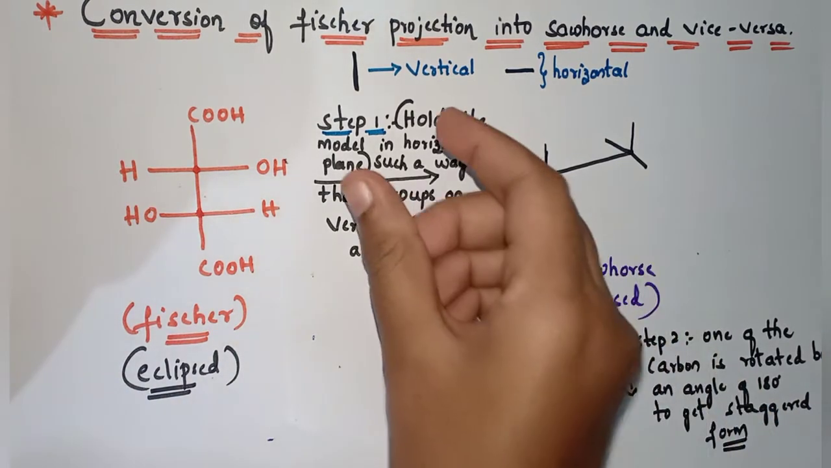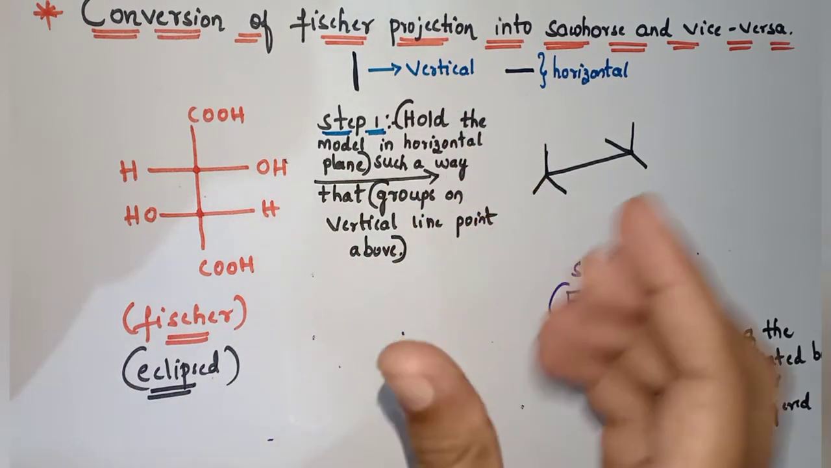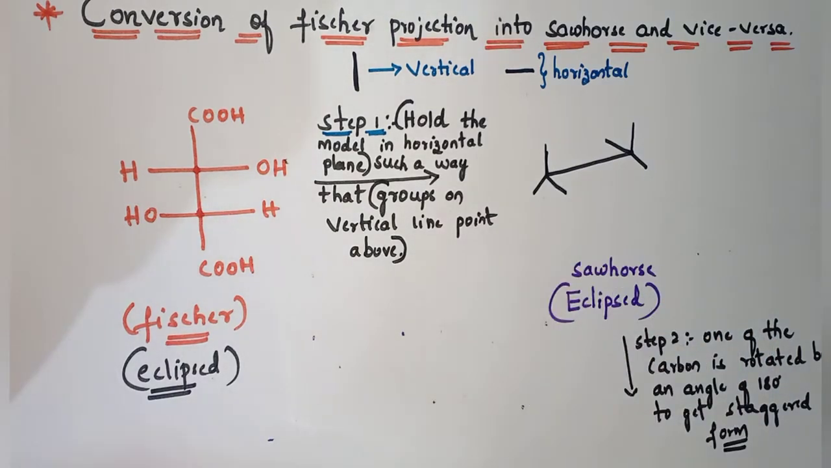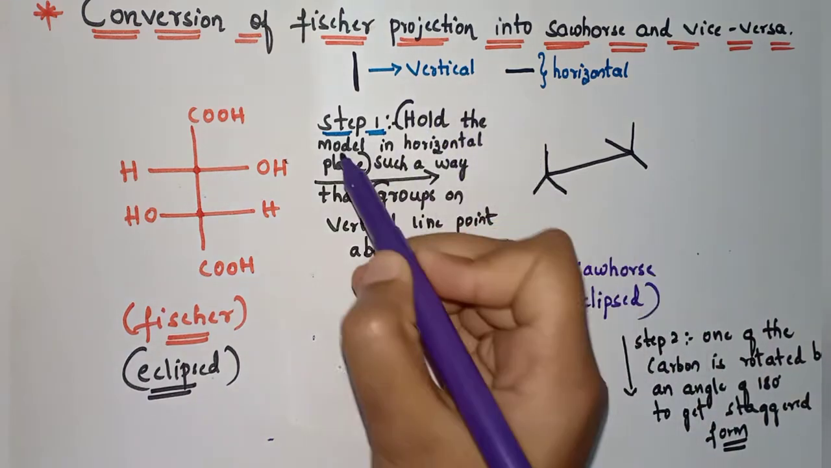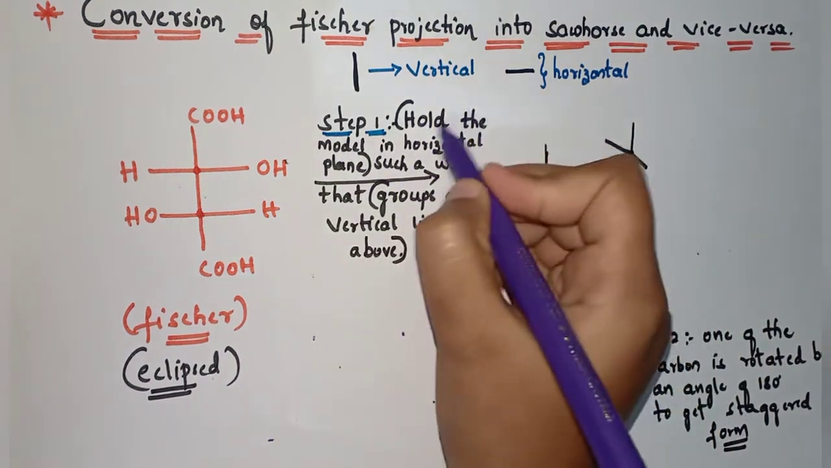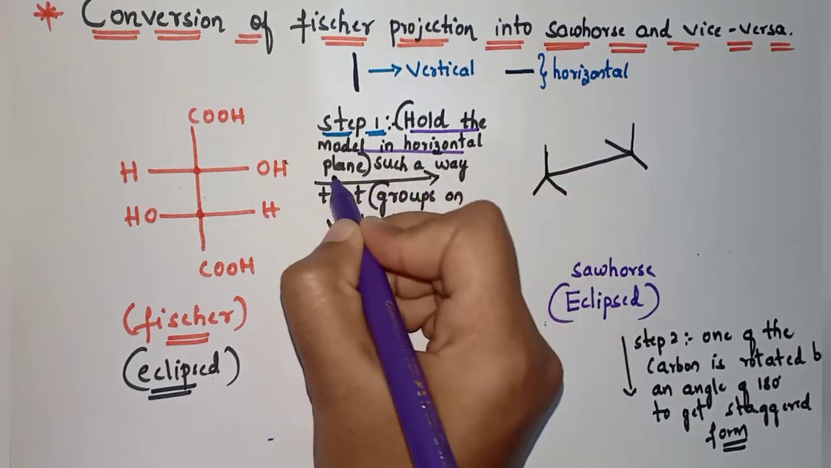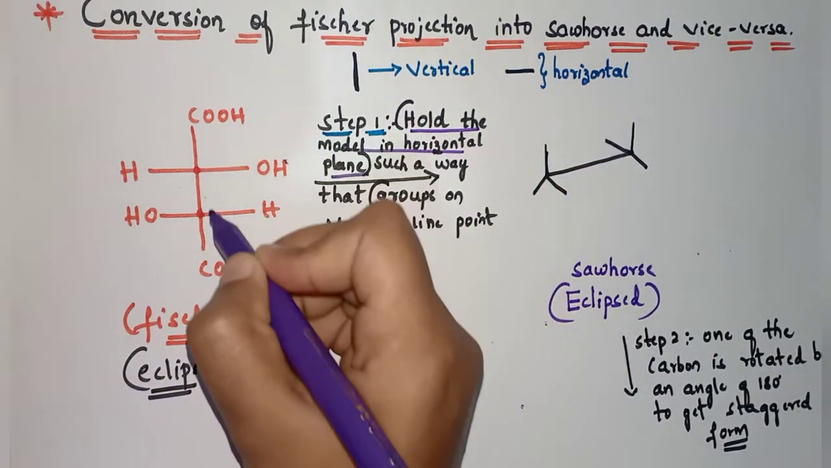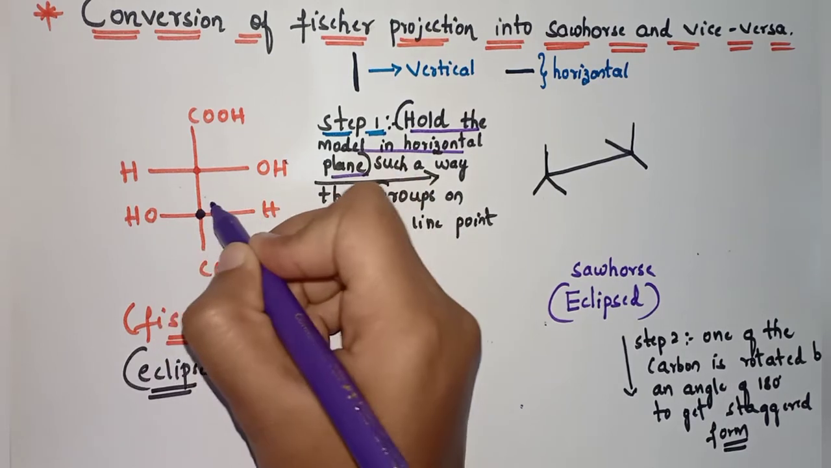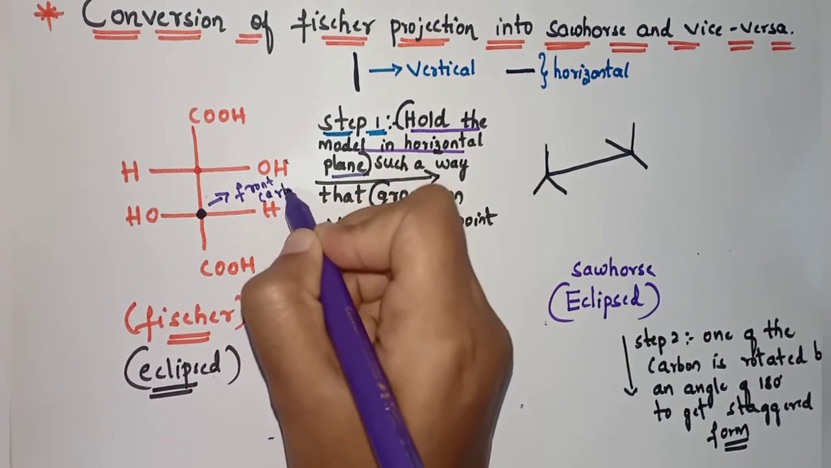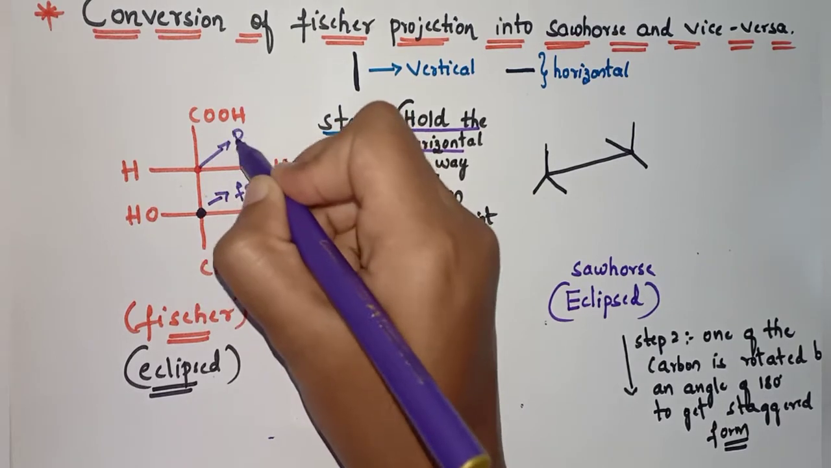So we are converting this Fisher eclipsed into Sawhorse eclipsed here. It includes two steps. Let's see this step 1 here. The important point in this step 1 is that we hold the model in a horizontal plane. So here we have to hold the model in horizontal plane. So it is Fisher projection. This is the front carbon and this is the rear carbon.